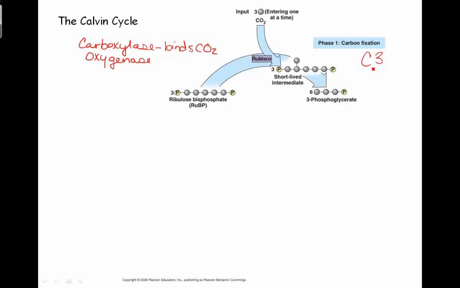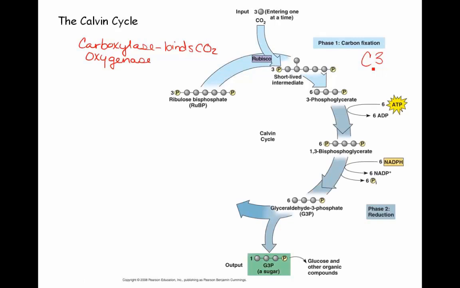This is what most plants would fall into or fall under. So most plants are going to have C3 metabolism when it comes to photosynthesis. We want to notice as well that the Rubisco enzyme is actually fixing the carbon, as we would call it, because it's taking inorganic carbon and it is converting it into an organic form.